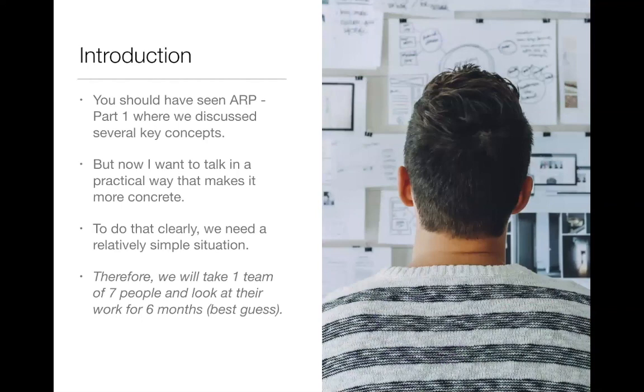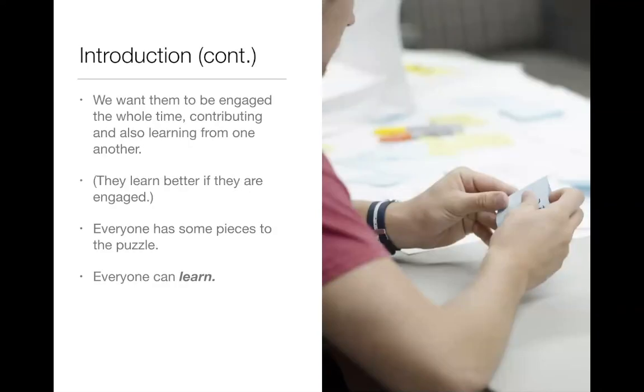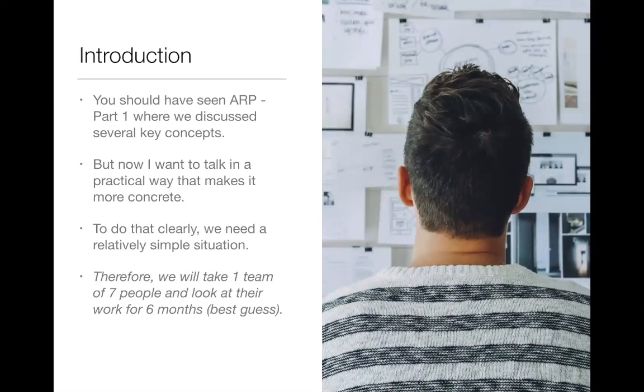Okay, so you should have seen ARP part 1, which was yesterday. It's up on YouTube for those of you who may be listening to this later or who weren't here yesterday, and we'll send that out to folks. It'll also be on the website, leanagiletraining.com. We discussed several key concepts there, which are critical, but we won't review them today, at least not directly. Now we want to get more practical and talk about what actually happens in the ARP day itself.